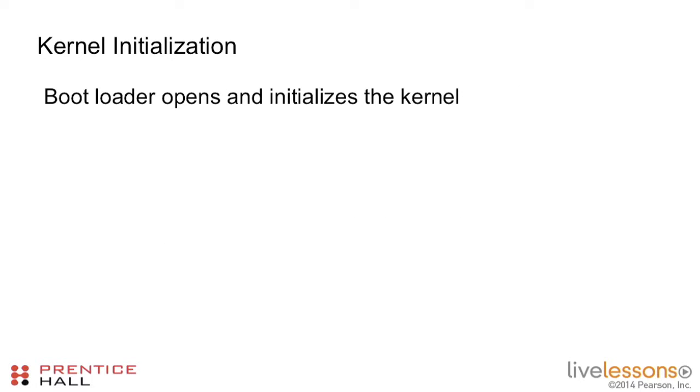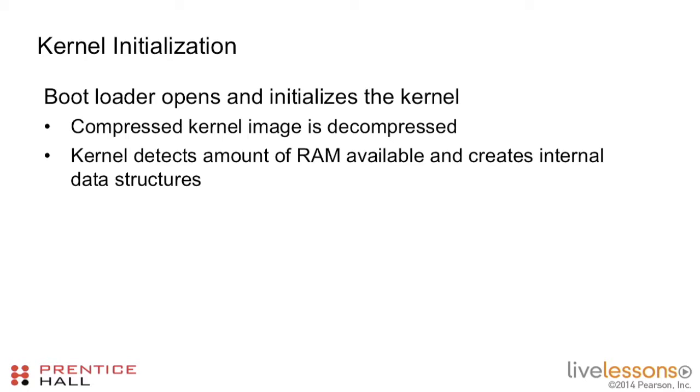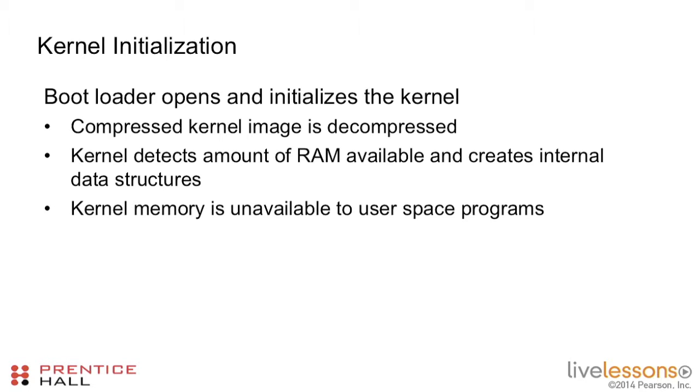The first thing that happens once the bootloader is up is that it opens and initializes the kernel. The kernel image as it sits on disk is compressed, so the bootloader needs to decompress the kernel image. It detects all sorts of memory in the system, how much RAM is available basically, and then creates the kernel's internal data structures. All of that kernel memory, where the kernel's data structures reside, is not available and is protected by the kernel from user space applications. That is an important thing to distinguish. Kernel memory is separate from user memory, and this is for security purposes.